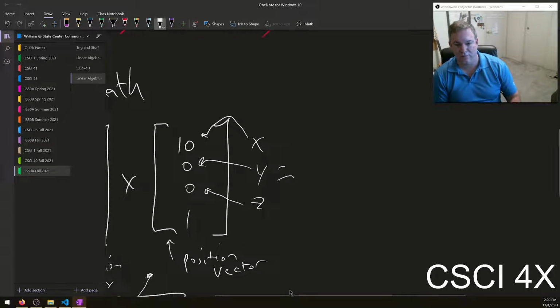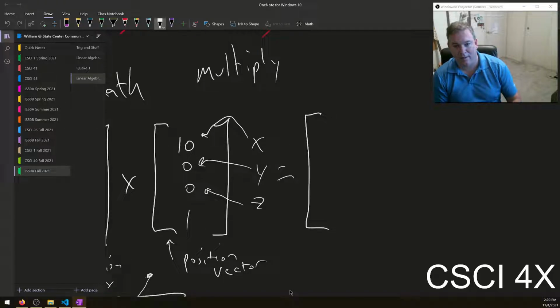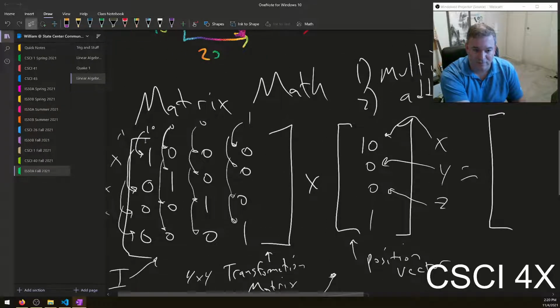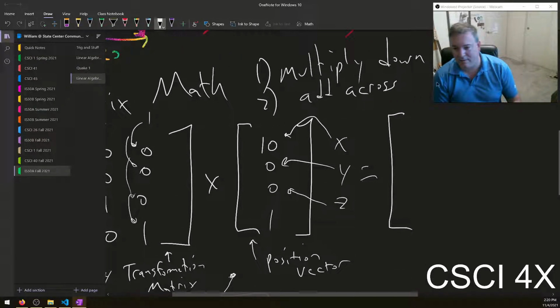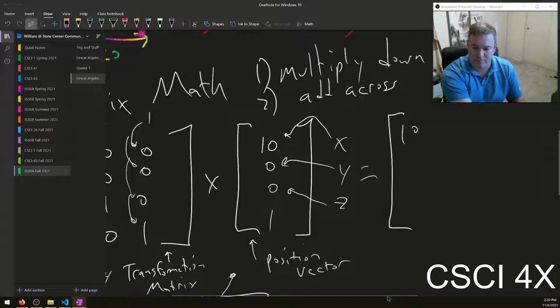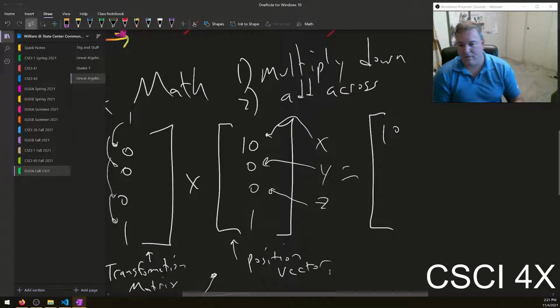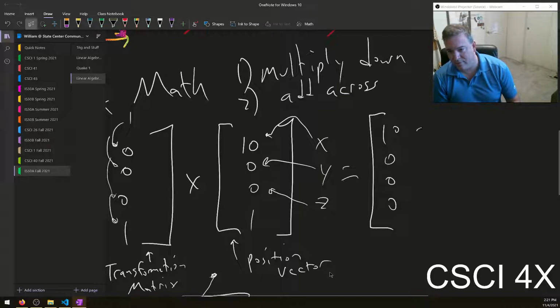So what you do is you multiply down, and then you're going to add across. That's how you do matrix times vector, and I'll show you what this means. So you turn the vector sideways like this, you multiply down, and you end up getting 10 and all zeros, and 1 0 0 1.